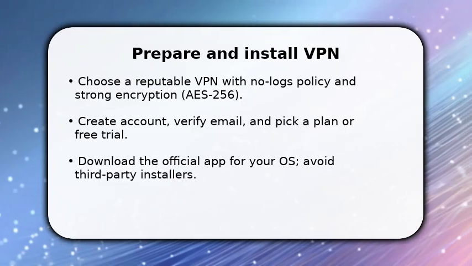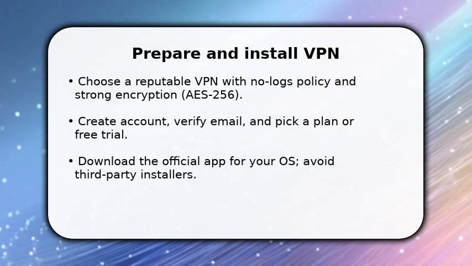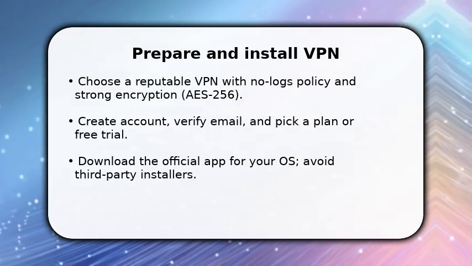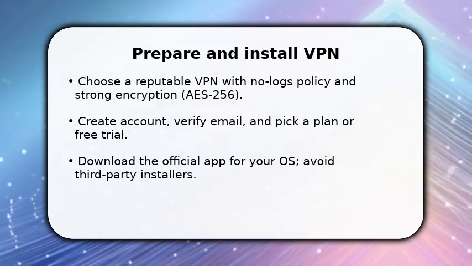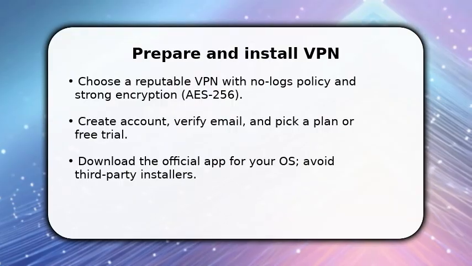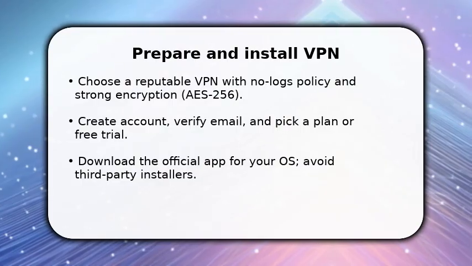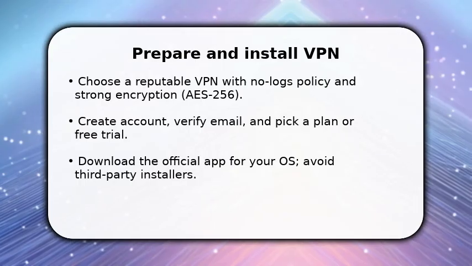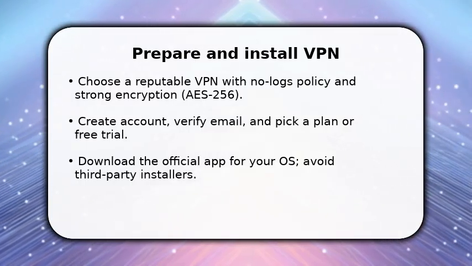Enjoy the video. You begin by selecting a reputable VPN and creating an account. This matters because a no-logs provider preserves privacy. Once done, verify your email and choose a plan that fits your needs. Download the official app for your operating system and install it following on-screen prompts. Make sure to grant necessary permissions, such as network access. This first step gets you from decision to action quickly, so your device is ready for secure connections.